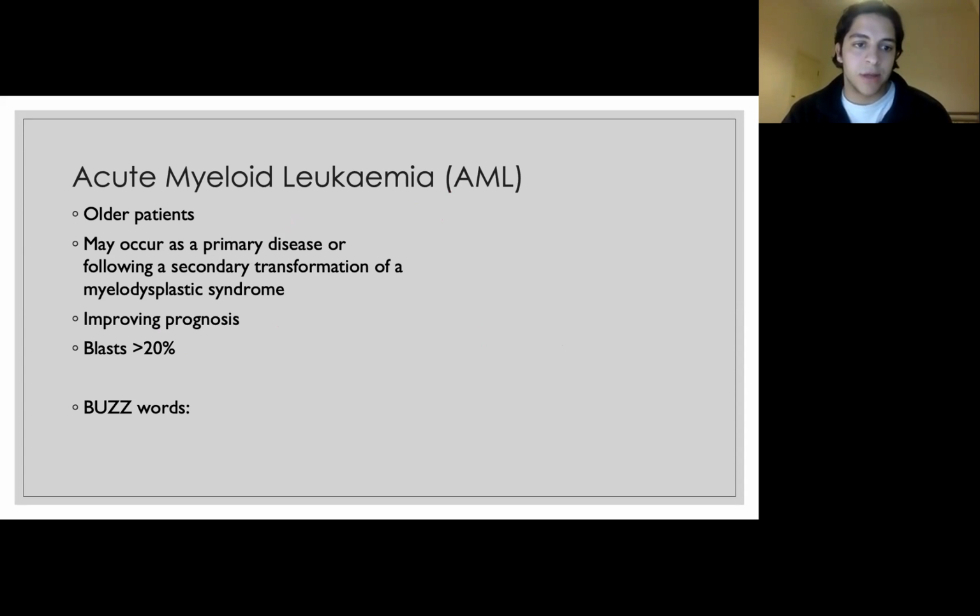Starting with AML, acute myeloid leukemia. This tends to affect older patients, mainly patients over the age of 65. It may occur as a primary disease or following a secondary transformation of a myelodysplastic syndrome. Prognosis is getting better as treatments improve. The main thing to take home from AML is that it can be diagnosed when there are more than 20% blasts in the blood. There are a few buzzwords to know for AML, words that, if they come up in your exam, it's likely to be AML.